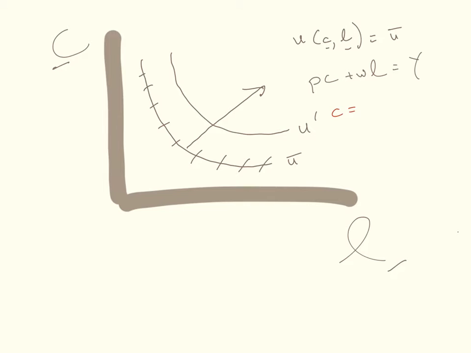consumption is equal to Y minus WL divided by P. And notice that another way to write that, of course, is Y over P minus W over P times L. So this is going to be a line where the intercept of the consumption axis is Y over P, and then that line is sloping downwards with a slope that depends on the relative prices.